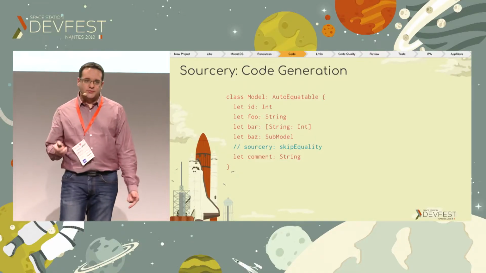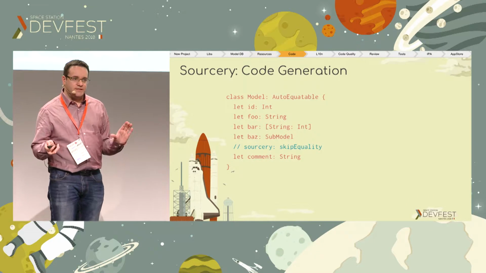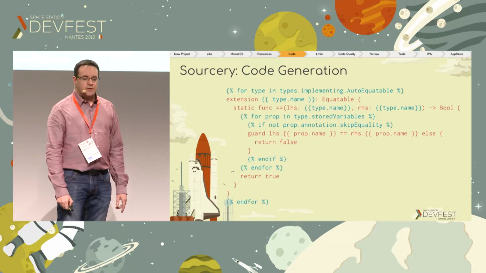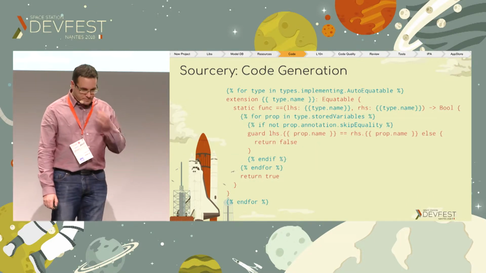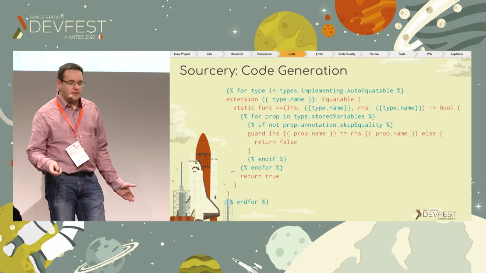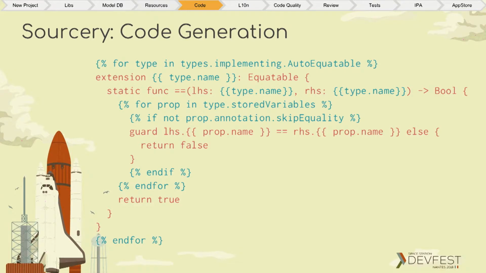So it's really meta, it's kind of an inception tool, but basically what you can do then is use that data to write a template to tell it to generate more code. So something like that, maybe. That's an example of a template to generate the Equatable implementation of your type.